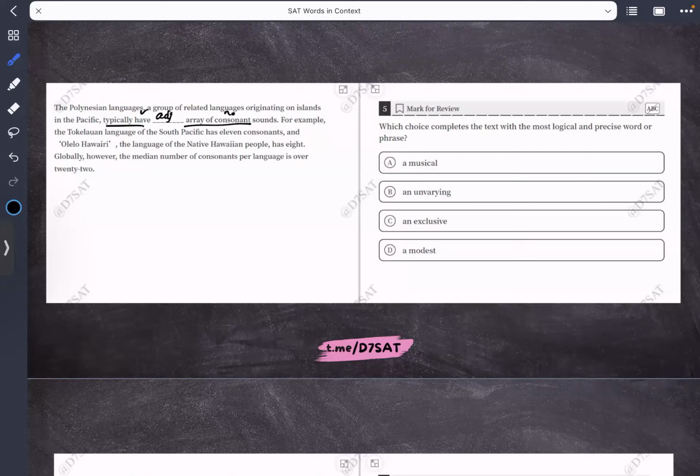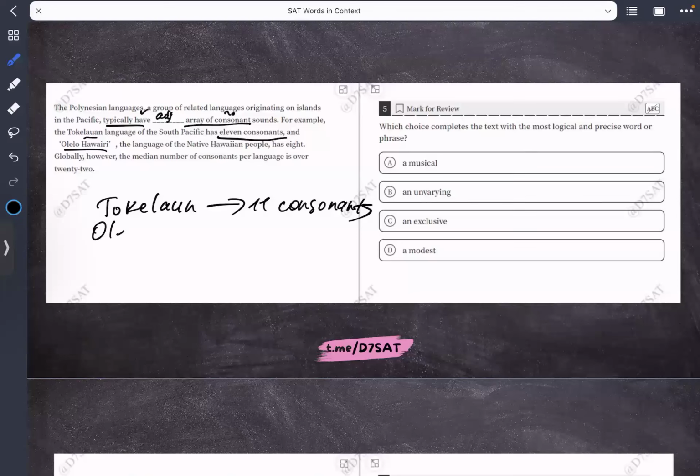For example, the Tokelau language of the South Pacific has 11 consonants. And Hawaiian has 8 consonants. So by just looking at the idea here, we cannot know if 11 or 8 is a big number or small number, based on the context.